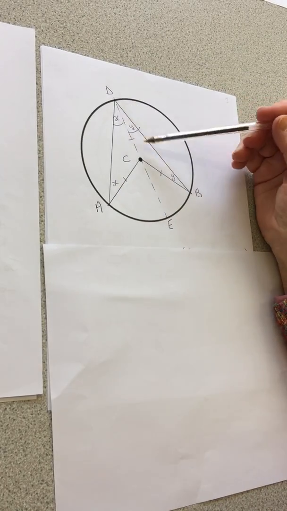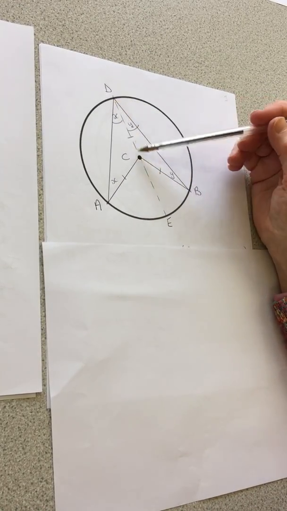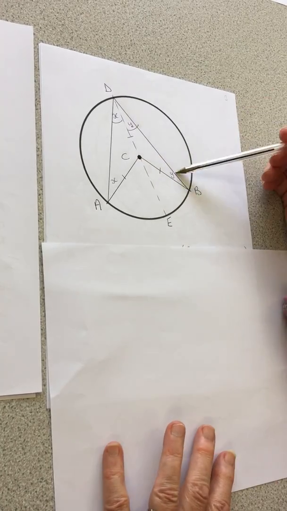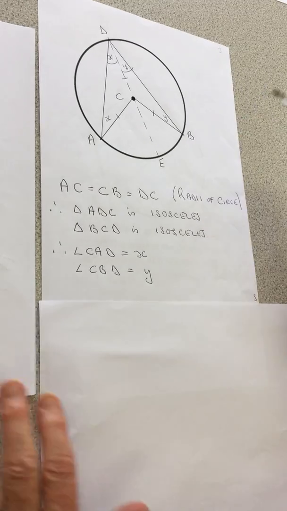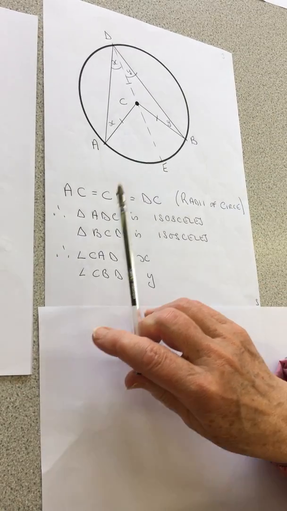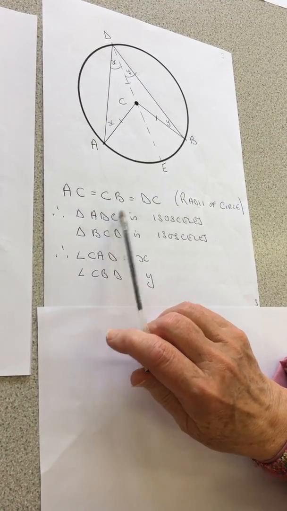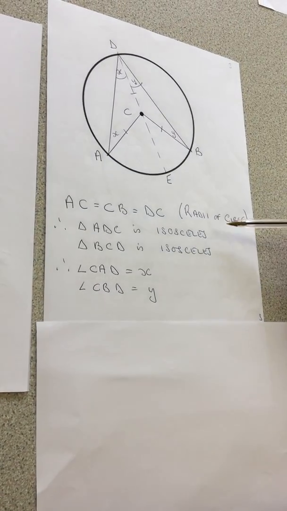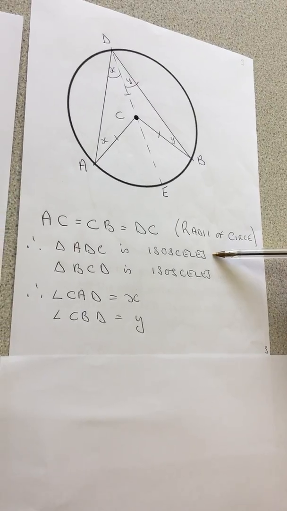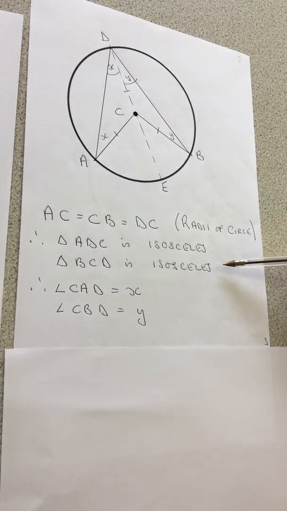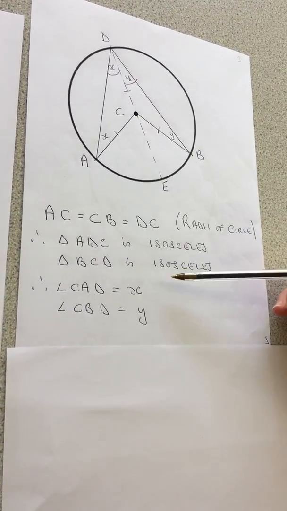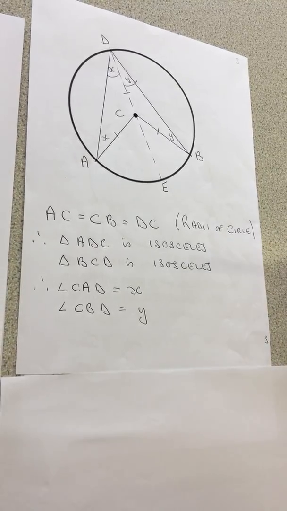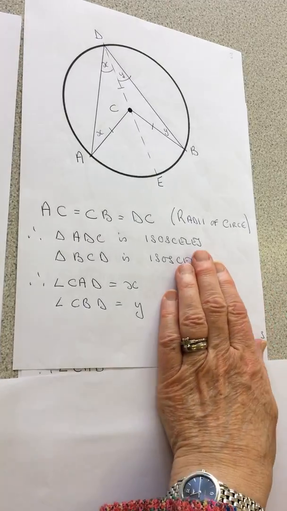And similarly, on the other side, we have an isosceles triangle DCB, and this means that angle CBD is also angle Y. So when we're writing it out, we'd have to say that AC equals CB equals DC because they're radii of the circle. That means that triangle ADC is isosceles, triangle BCD is isosceles, and so we have that angle CAD is X and angle CBD is Y.